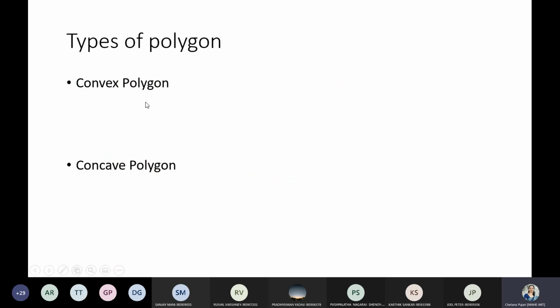So next, the major difference, the type of the polygon. You have convex polygon and concave polygon. Do you have any idea what you mean by convex and concave polygon? Okay, so in case of a convex polygon, let's take an example.